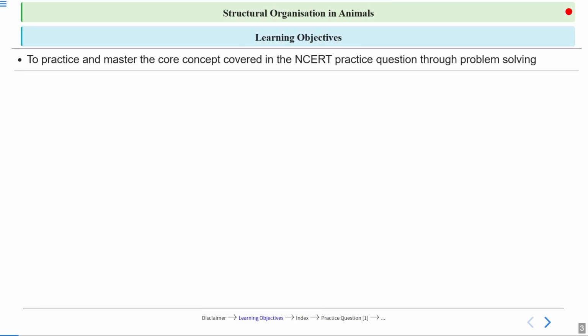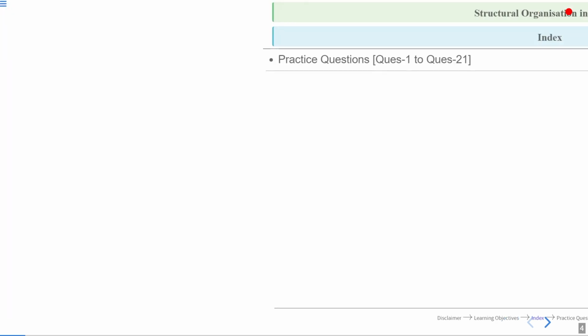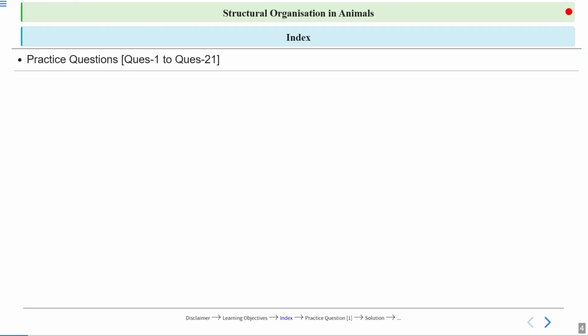Today's session learning objective is to practice and master the core concepts covered in the NCERT practice questions through problem solving. So we are going to solve some of the problems. These will be MCQ based questions, and with that, we will be able to understand the concepts. Index practice questions: there will be question 1 to question 21.